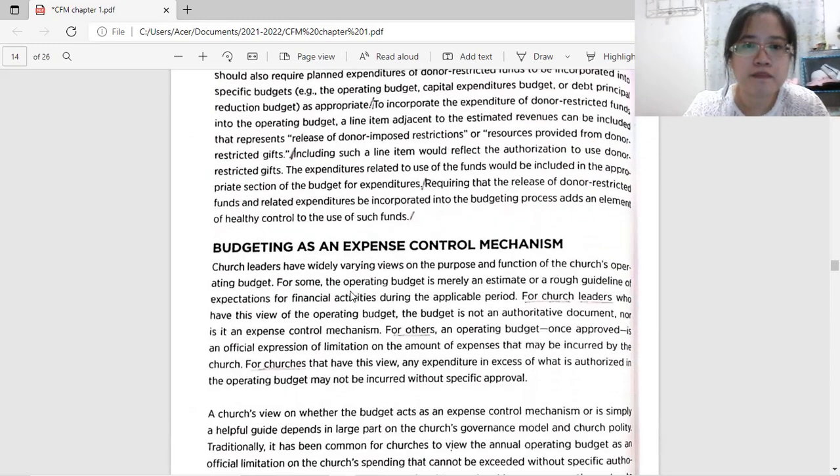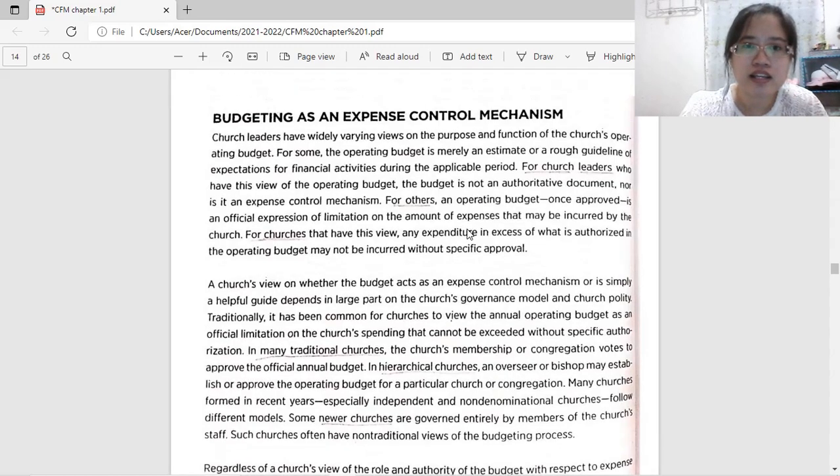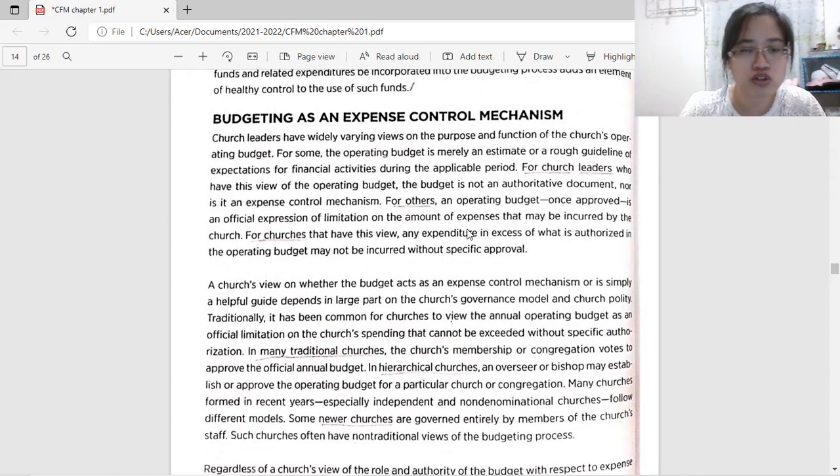Okay. Essentially, the budget is used as an expense control mechanism in such that in the budget you project how much contributions would be made, how much money is going to come in during a particular year. So you can only allocate this much money to the different ministries or different activities. This is your limit. Let's say the church projected that a total of 1 million would be contributed by everyone during the year. Okay, so only 1 million would be allocated to the different activities.